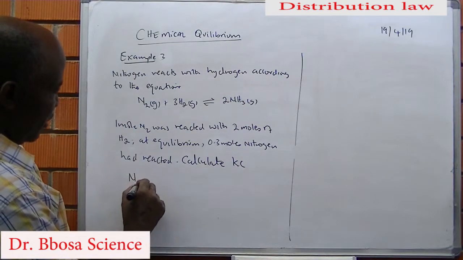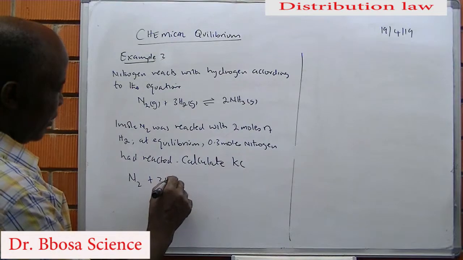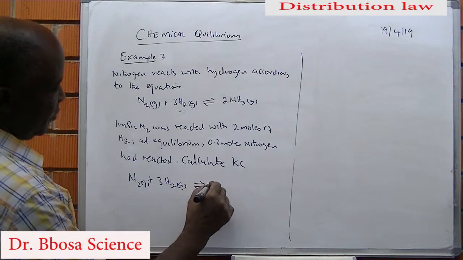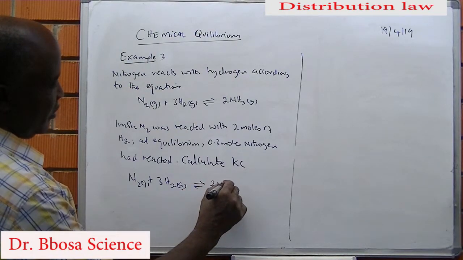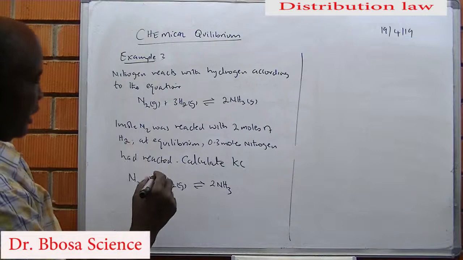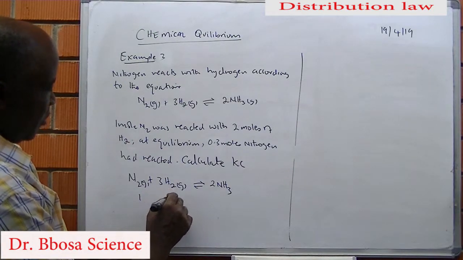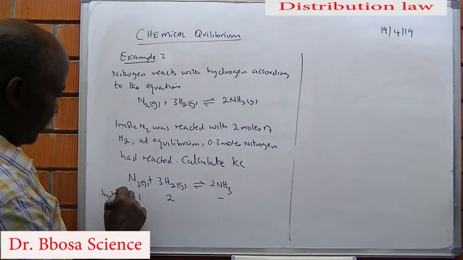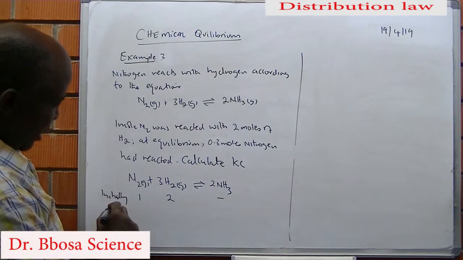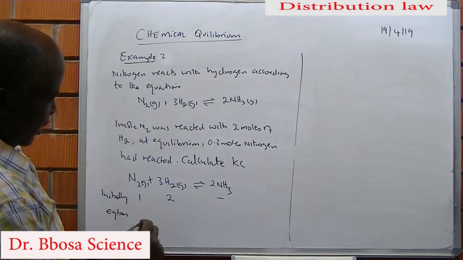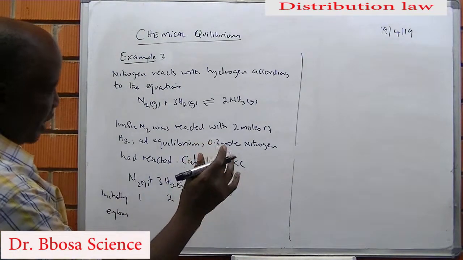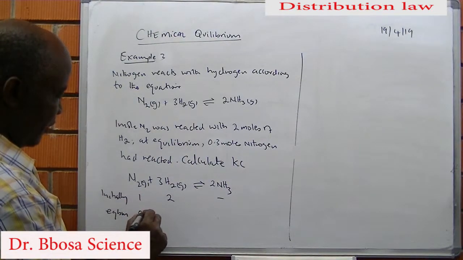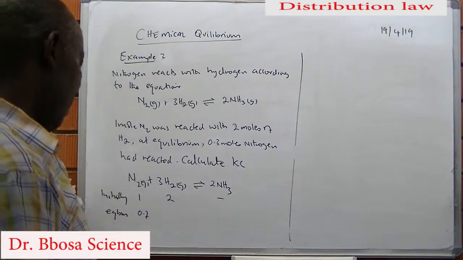Again, write our equation: nitrogen N2 plus 3 hydrogen H2 gas will give you 2 moles of ammonia. Initially, we have 1, we have 2, we don't have any. This is initial. At equilibrium, 0.3 moles of nitrogen had reacted. So 0.3 reacts from 1, you get 0.7 remaining at equilibrium.